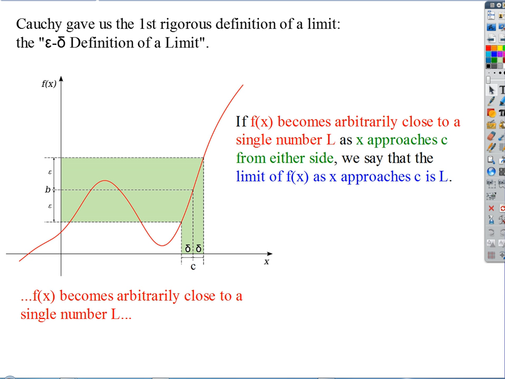Let me restate that. So if the ant needs to know accurately what y value he anticipates stepping on, depending on how accurately we tell him he needs to know that, he could always reach that accuracy just by getting closer to c. Does that make sense? The width of the neighborhood of values around x equals c is going to be related to the width of the values of epsilon around the limit that he thinks he's going to approach.